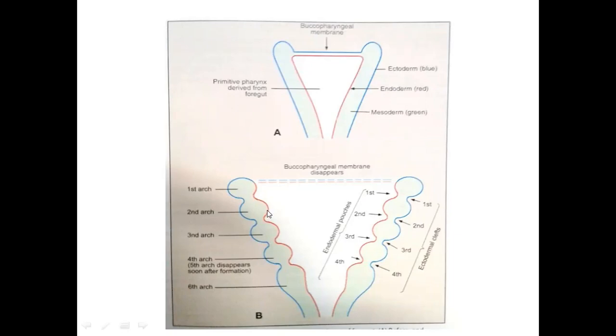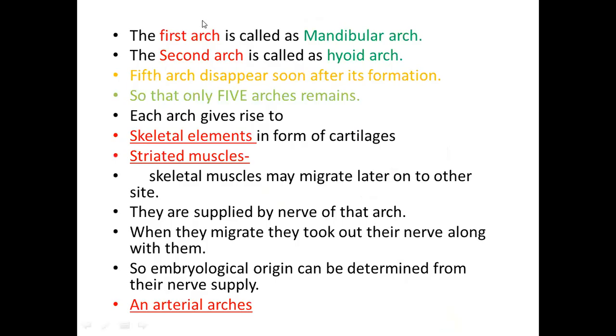And all this occurs in the primitive pharynx. So near the floor of the future pharynx, all these ridges and thickenings are occurring. The first arch is called the mandibular arch. The second arch is called the hyoid arch. All the structures concerned with the mandible, including the mandible, then the structures attached to it, muscles, and nearly all structures get derived from the first arch. That's why it is called the mandibular arch.